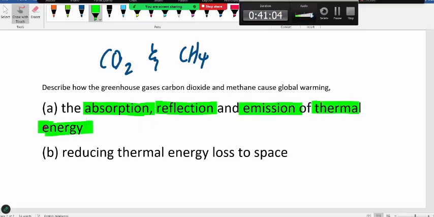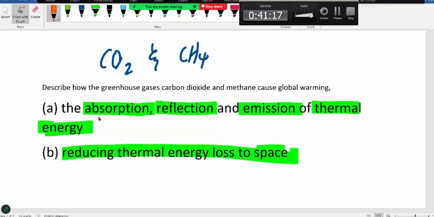The light energy is converted to thermal energy, right? And then after that, the greenhouse gases will absorb the thermal energy, and they will reflect and emit the thermal energy. So less thermal energy is lost to space. So you have to use the word what? Thermal energy. Cannot use just heat. Why? Thermal energy is more accurate.